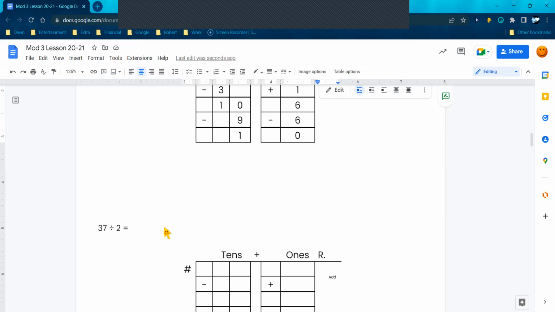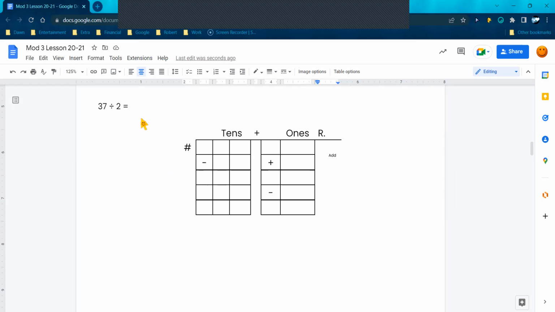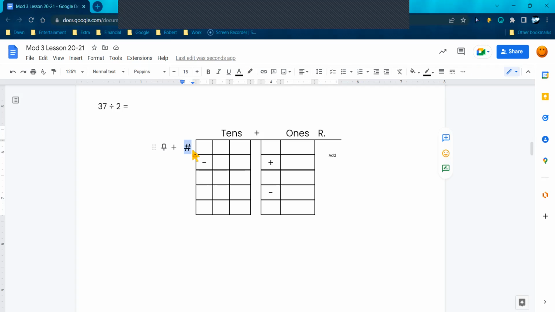So let's go look at one more problem. Again, our divisor's 2, so I'm going to go ahead and write my 2 out. And then my 37 is my dividend, and I'm going to split that up into expanded form. So I need to write 30, and then my ones is 7. So the first thing I'm going to do is right click. I'm going to hit unmerge and delete. Another thing to do is make sure I don't have it highlighted. And then I'm going to take off my ones.